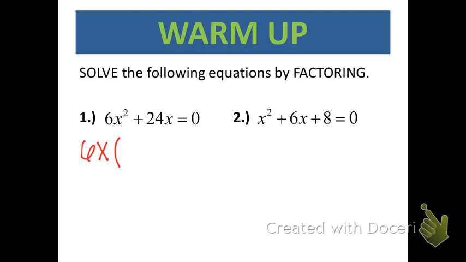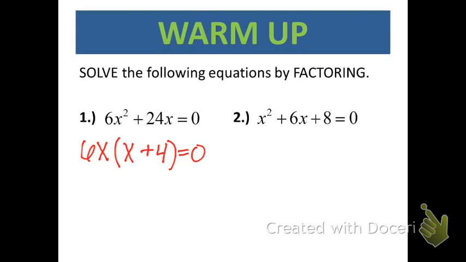Just x. And then what times 6x is going to give me 24x? Positive 4. Once I get to here, how do I figure out what my zeros are, or what my solutions are when I solve? How do I figure that out?